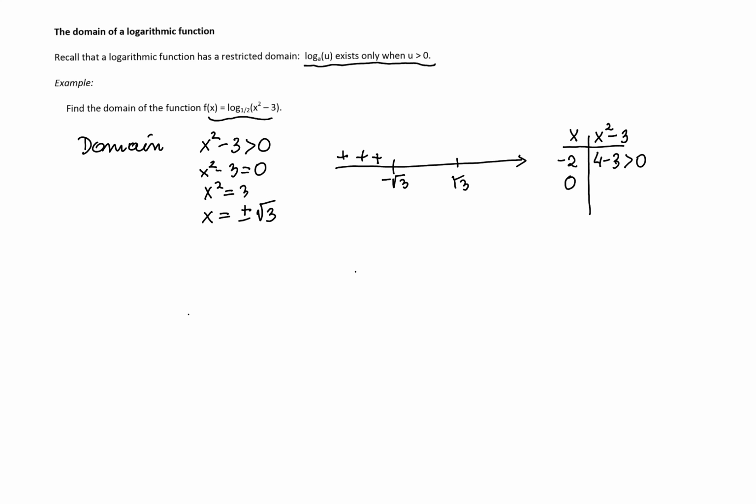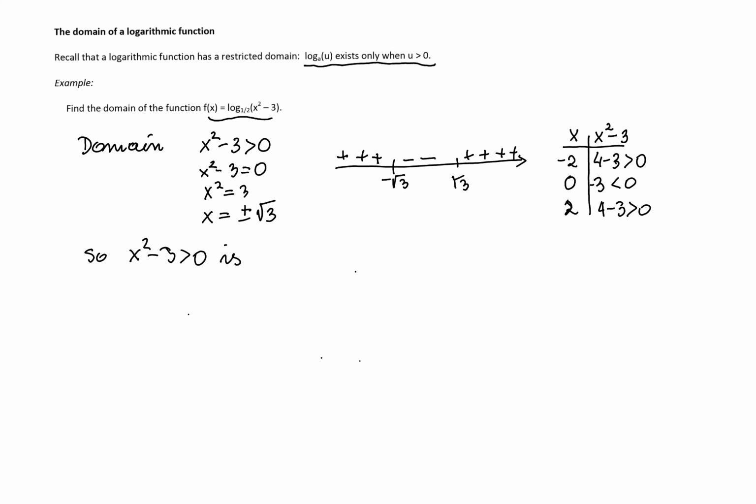In the next interval, we can choose value 0. The value of x squared minus 3 is going to be negative 3, so it's negative. And that means that the polynomial is negative in the whole interval from negative square root of 3 to square root of 3. And in the last interval, we can choose 2. The value is going to be 4 minus 3, which is positive, and therefore here the expression x squared minus 3 is positive. Now what we want is x squared minus 3 to be greater than 0.